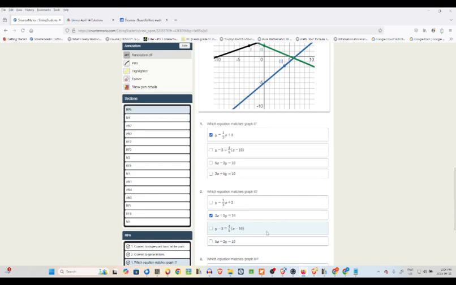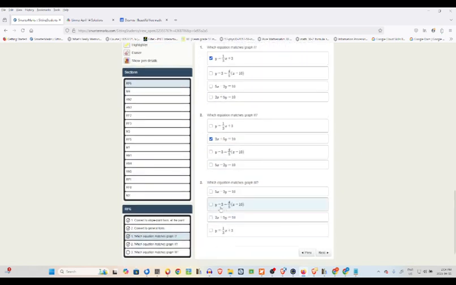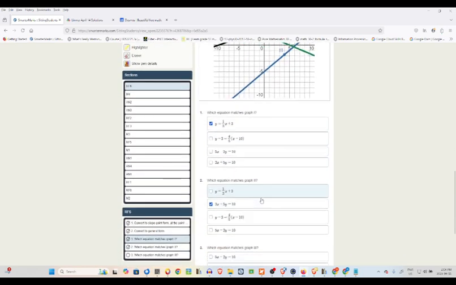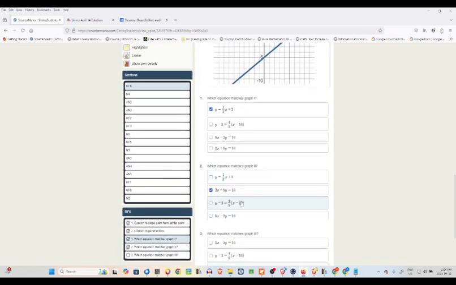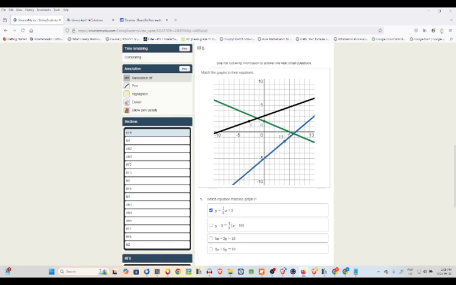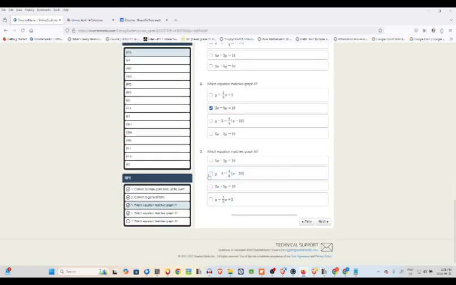Slope point form, we're looking at a line that passes through point 10, 3 with a slope of 4/5. X is 10, y is 3. That fits this blue line. And it goes 1, 2, 3, 4 up, well, 1, 2, 3, 4, 5 right. So, yes, that is a good fit.